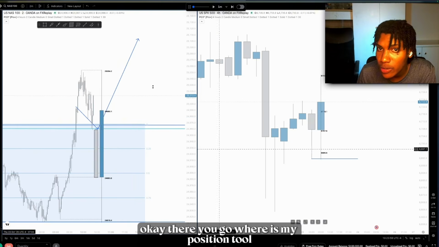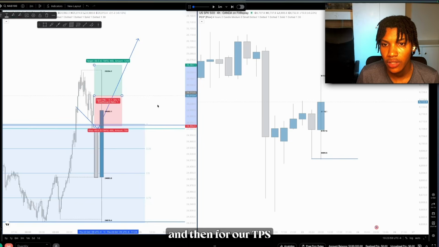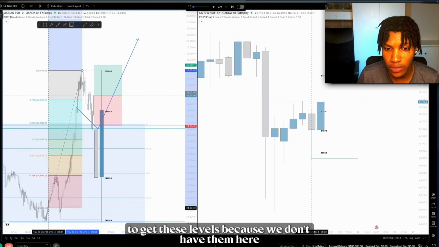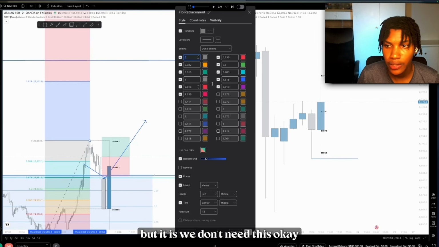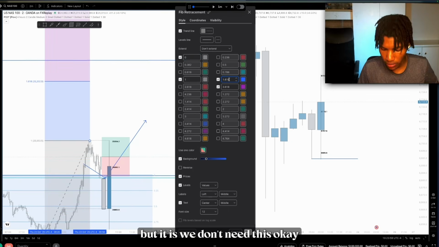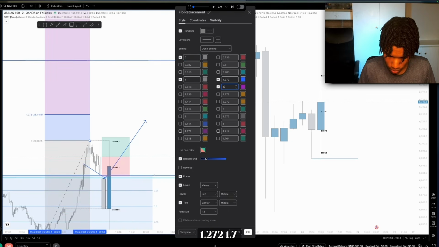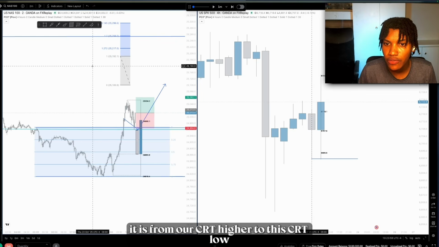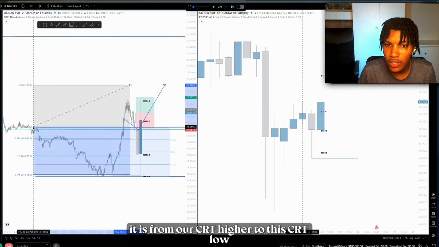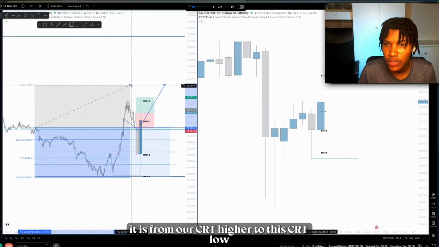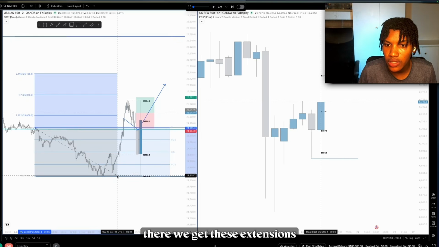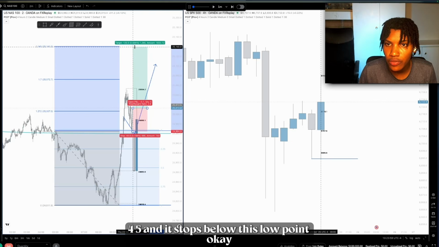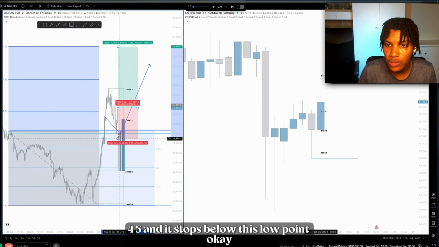Okay, there we go. Where is my position tool? And then for our TPs, I had to actually go into the Discord to get these levels because we don't have them here. Okay, 1.272, 1.7. And now this is how we're going to get our TPs. It is from our CRT high to this CRT low that we get these extensions. So with our extension showing us, we're going to go for the 2145 and then stops below this low point.